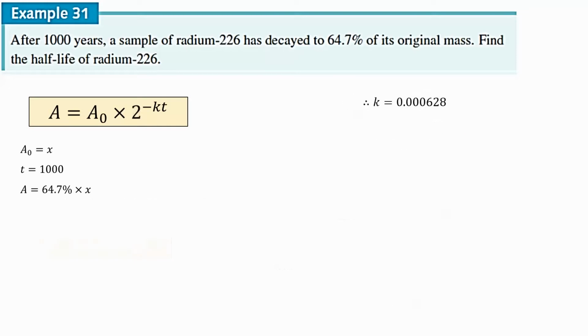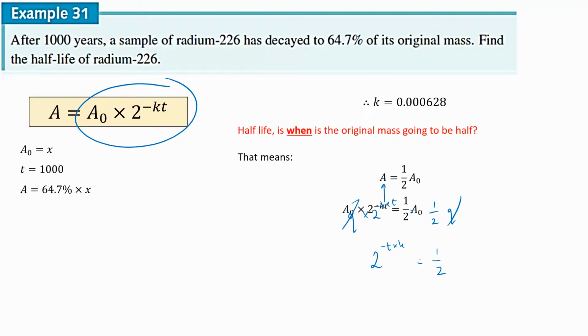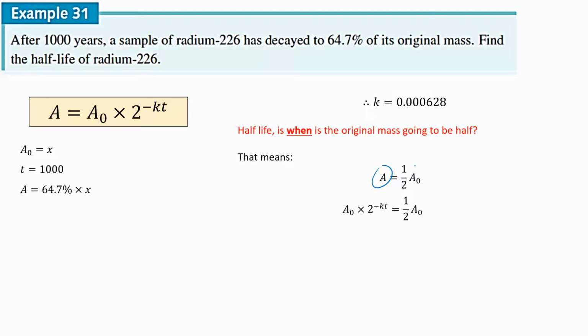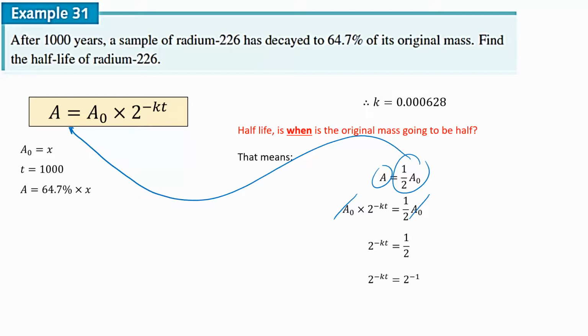I got up to this step, and I said, that's your A value. I substituted half A naught into this equation. I cancelled out the A naughts because I divide both sides. I changed the base. Instead of writing half, I wrote 2 to the power negative 1. Exercise 13D, if bases are the same, powers are the same. So if powers are the same, negative KT has to equal negative 1.